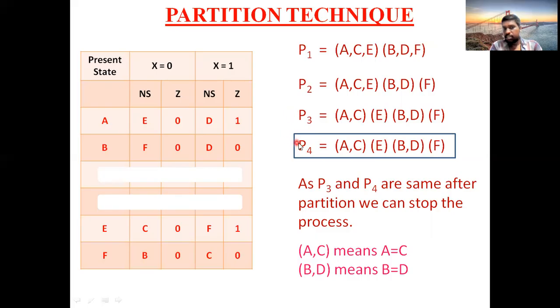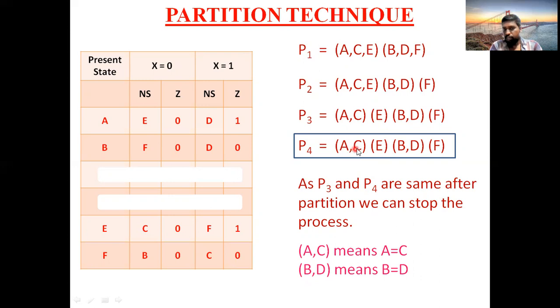Whenever you get the answer of two partitions the same, see here P3 value is the same as P4 value, then when two successive partitions have the same groups, you can stop the process. This will be your final partition. In the final partition, consider a group consisting of two or more states. Here we have two states, A comma C. It means that A equal to C. Here we have two states, B comma D. It means B equal to D. Suppose if we had A comma C comma E also, it means that A equal to C equal to E. Two or more states in a group means all the states present in the group are equal.